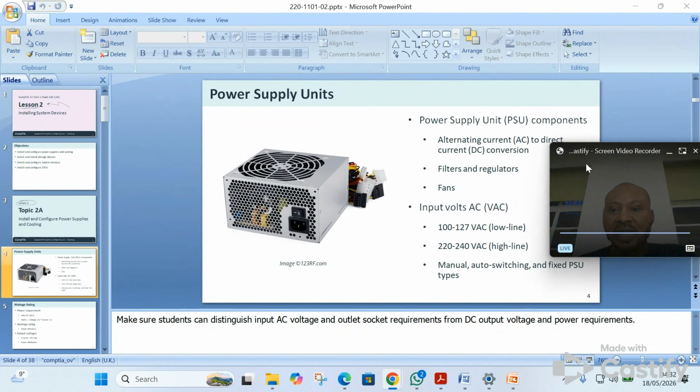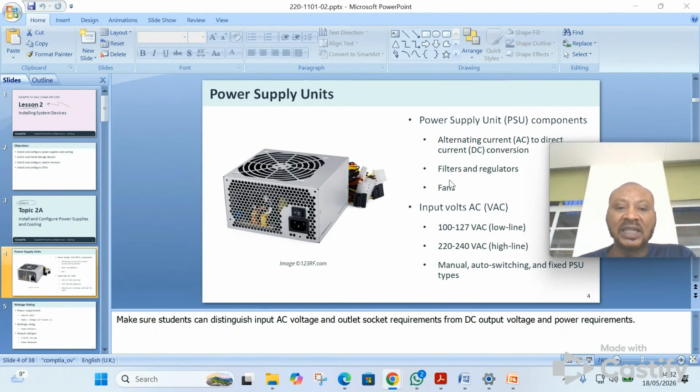Now we have to understand that the power supply itself is what supplies power to our motherboard, and the motherboard, we said, is what other hardware components are connected to. We explained the motherboard in lesson one. If you haven't listened to lesson one, please go to our channel and look at lesson one, where we explain the motherboard.